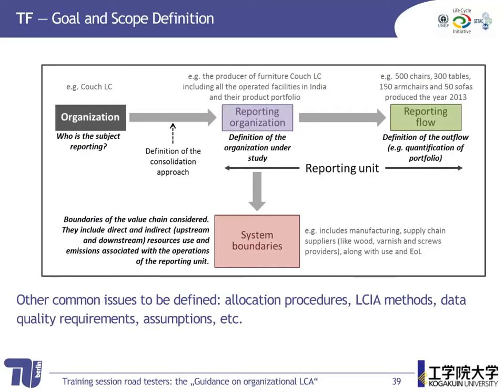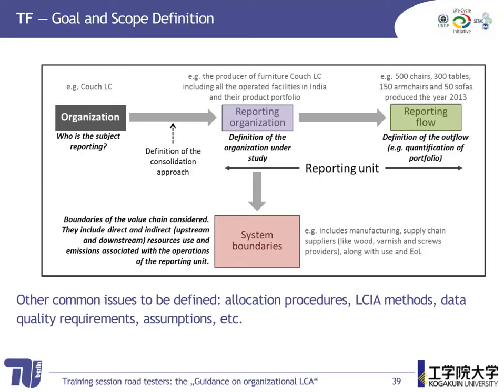And regarding the other elements of the scope, here again we have a figure where we describe these new elements for organizational LCA. Apart from these elements, other common issues with product LCA need to be defined. Here I will only focus on reporting organization, reporting flow, and system boundaries because they are different from product LCA. But of course, when making this type of assessment, we should also clarify the impact assessment methods, the allocation assumptions, data quality requirements, limitations, etc.